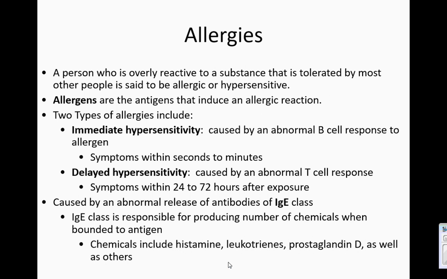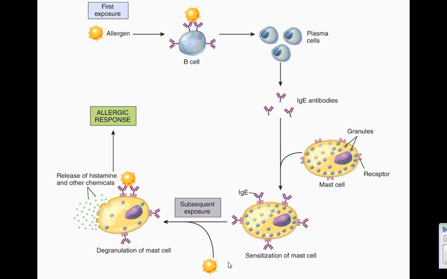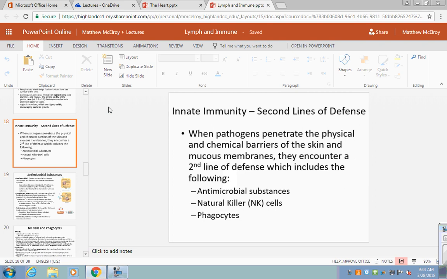Allergies involve abnormal release of antibodies of the IgE class, which are responsible for producing a number of chemicals when bound to the antigen. Chemicals that include histamine, which is why we take antihistamines, but also leukotrienes, prostaglandin D, as well as others. And here we can see a figure that illustrates what happens when the allergen binds to B cells. We produce plasma cells that produce the antibodies. Those antibodies involve mast cells that release histamines and other chemicals that cause your nose to run and you to sneeze and you to itch and so on and so forth.